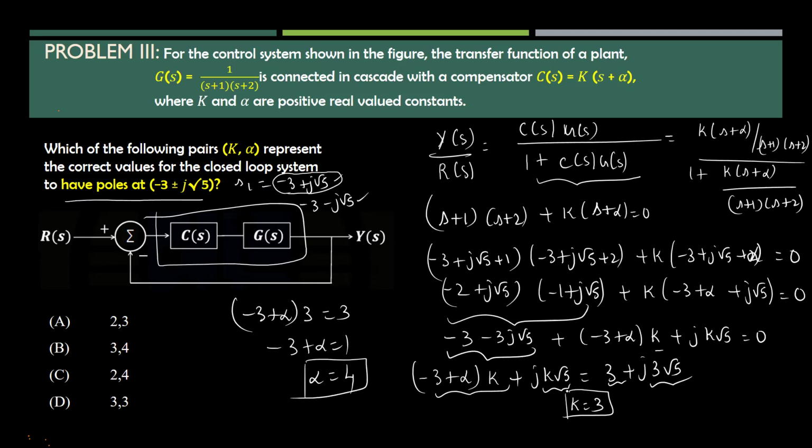So we found out k and alpha. Now see the sequence. First k, second alpha. So 3, 4 is the answer. Option B is the correct one. So thus we can find the constants. We'll move to the next problem.